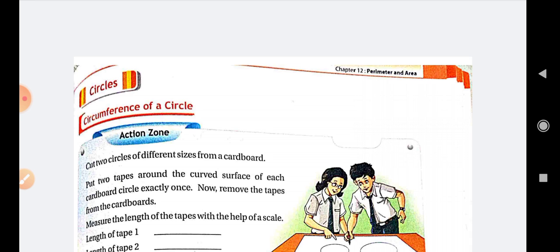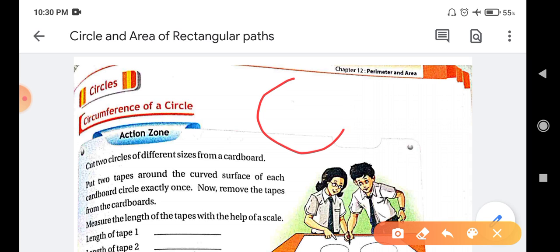Circumference is perimeter. If we want to find the perimeter of a circle, this is a circle. This is the center of this circle. If we want to find the perimeter of this circle, then the measurement of this boundary will be called the circumference. The circumference of a circle is the measurement of the boundary.